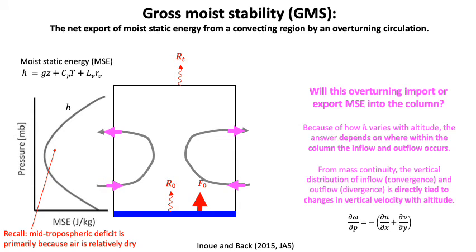And so importantly for mass continuity, the vertical distribution of inflow, which is to say convergence, and outflow, which means divergence, is directly tied to changes in vertical velocity with altitude. So the continuity equation is shown there, and just conceptually, it just means if you have convergence of air horizontally, that air has to go somewhere. It's going to go up or down. And if you have divergence of air in a layer, you're going to have air sucked up or down within the column.